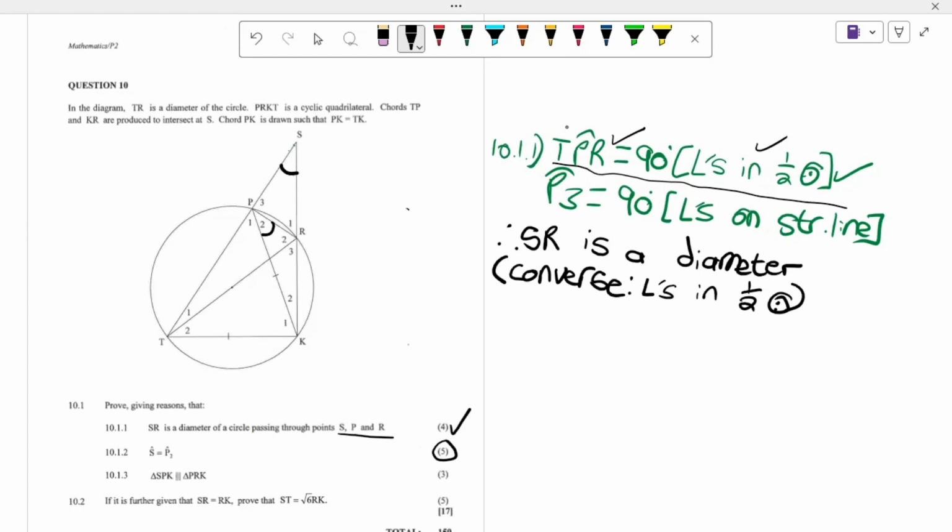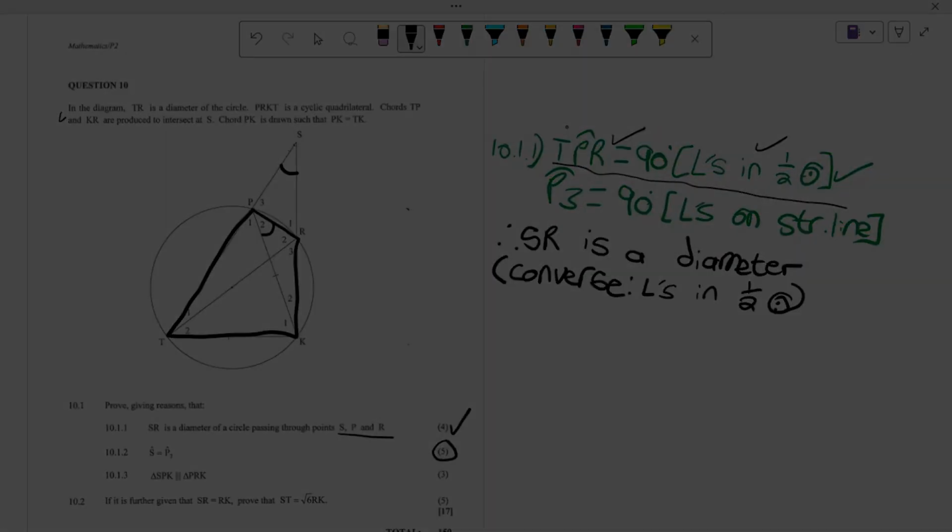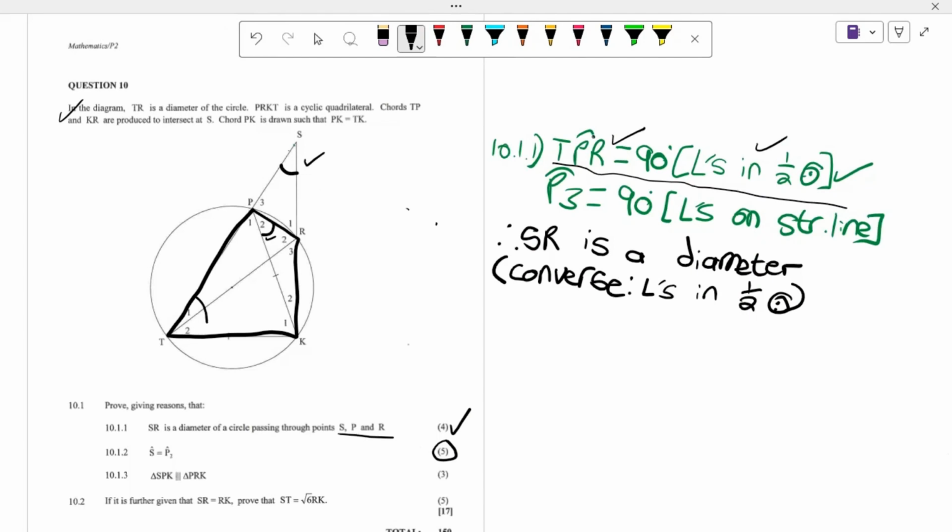So let's see. Also, don't forget, this guy PRKT is a cyclic quadrilateral. It was given in our information up here. You can see that this guy, angle PTK, is equal to angle R1.